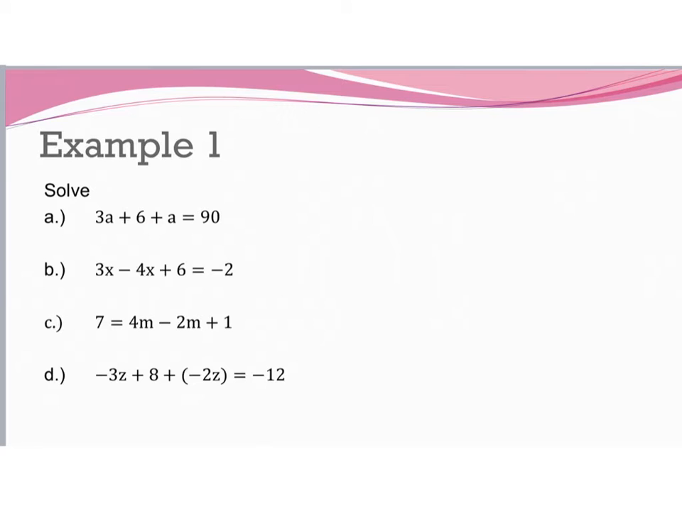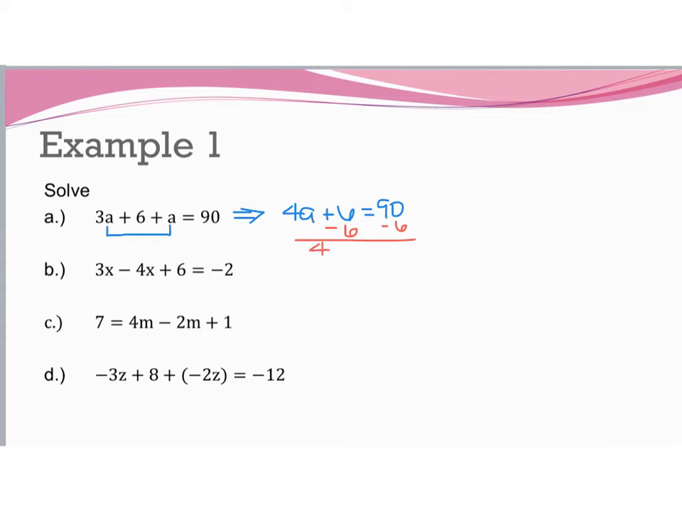So example 1, part A, says 3a plus 6 plus a equals 90. Now when I look at this, I personally like to combine any like terms that I can before I start simplifying. So here I have 3a and a. So what I can do is combine them and say that 4a plus 6 is equal to 90. And now I have a standard two-step equation where I'm going to subtract 6 from both sides.